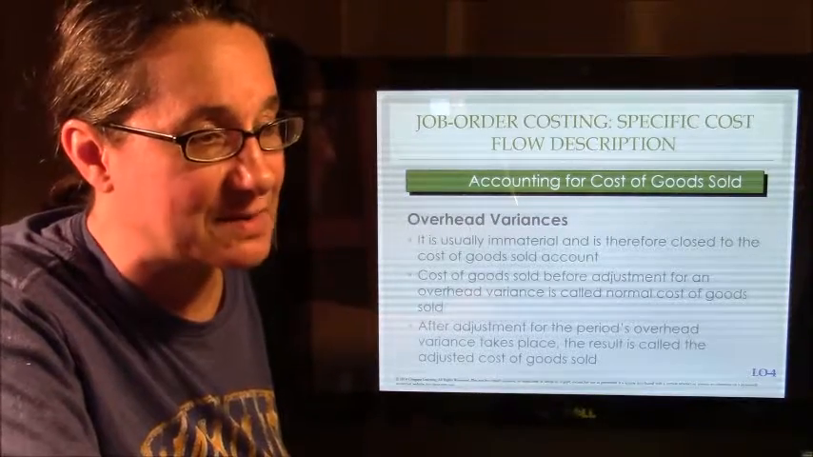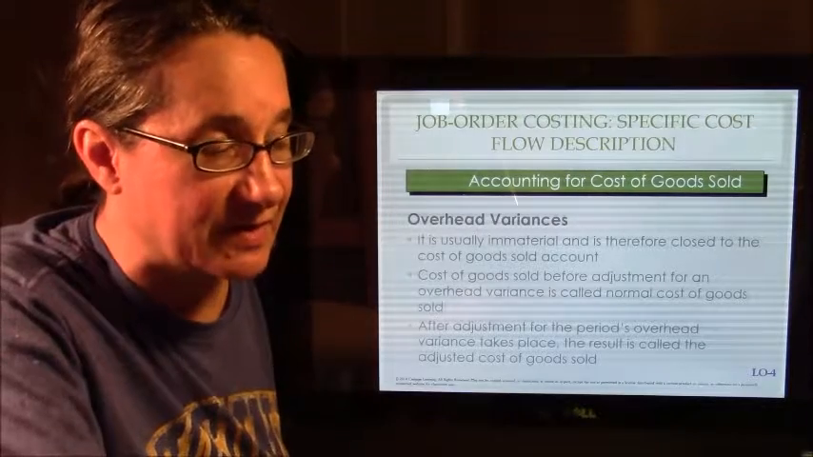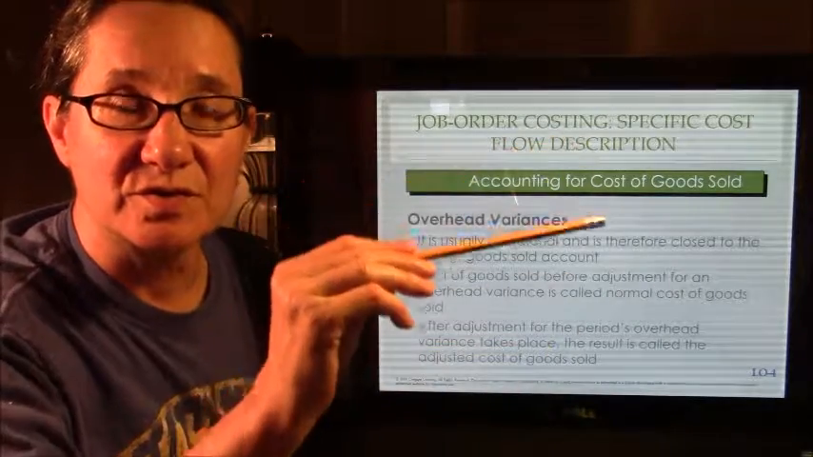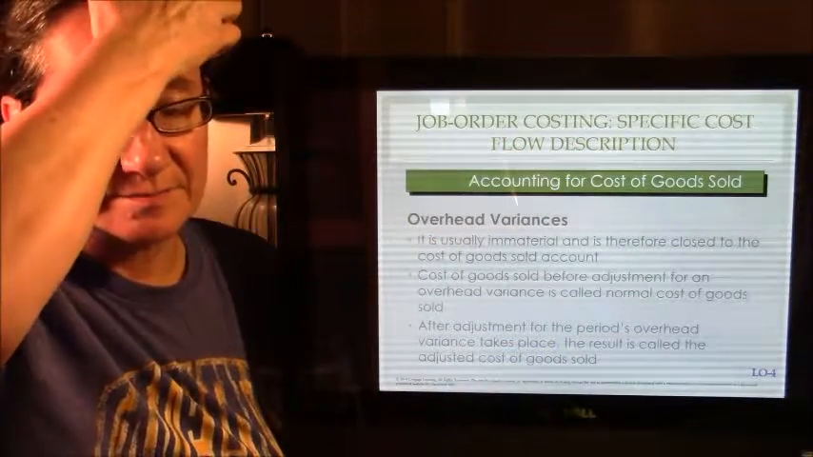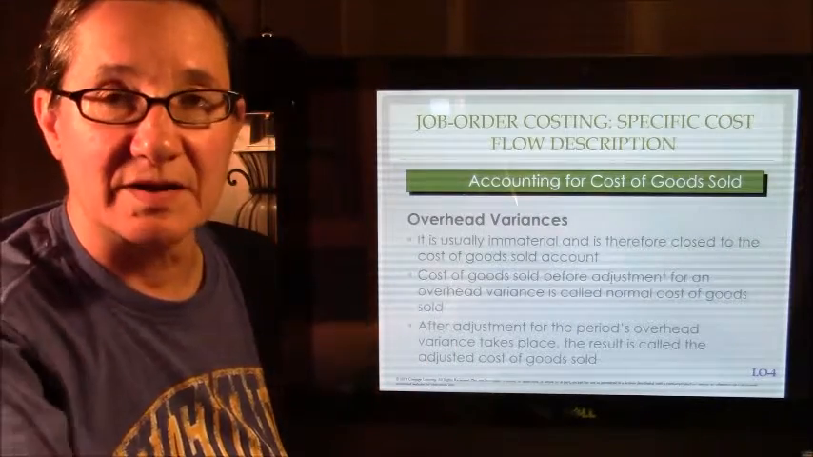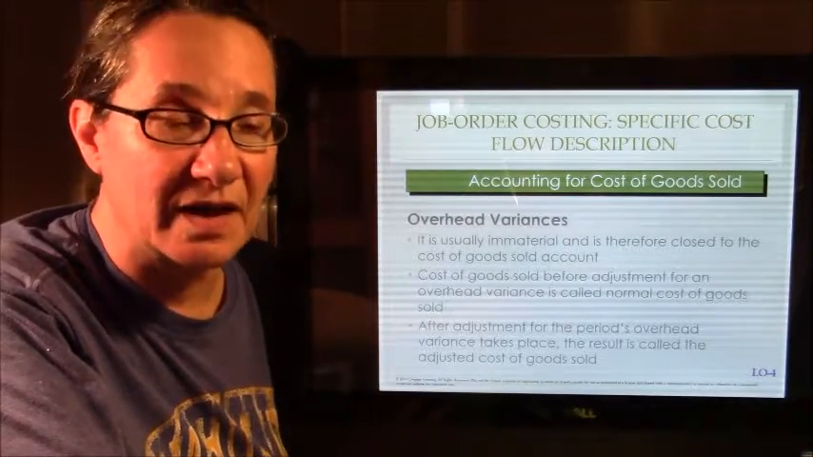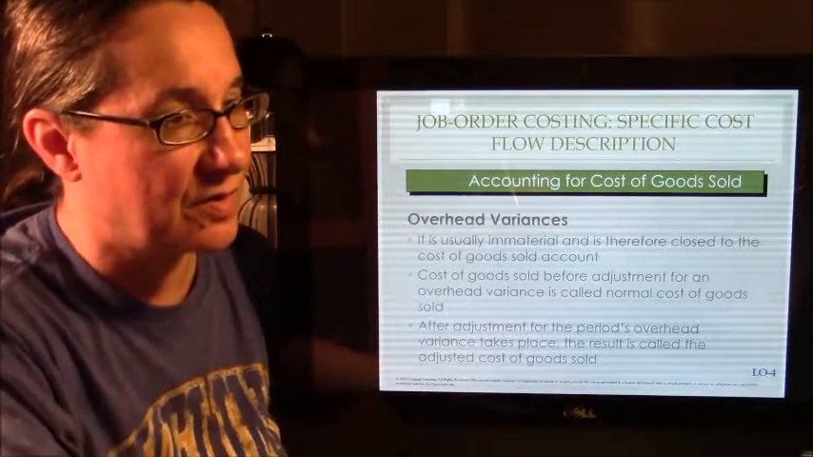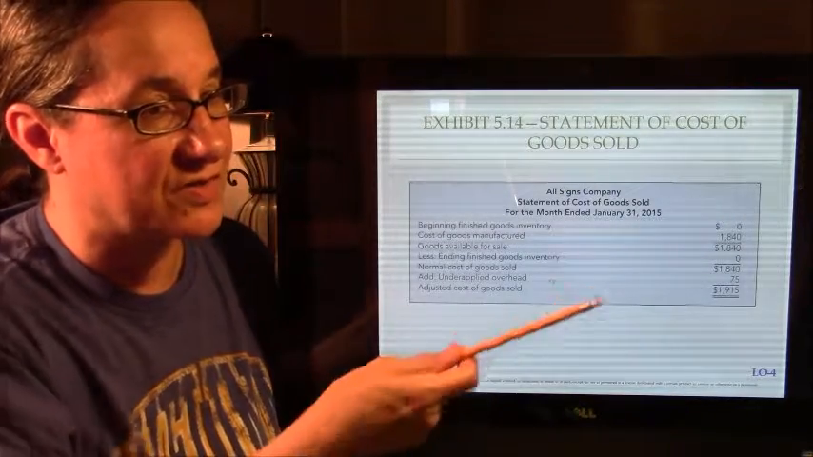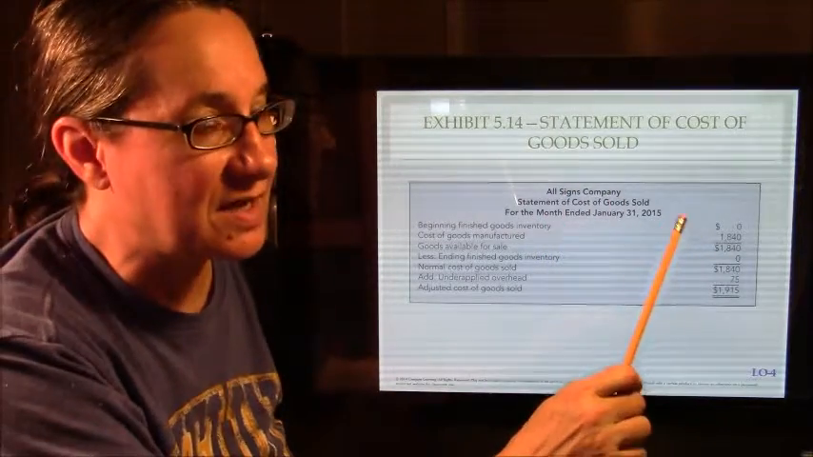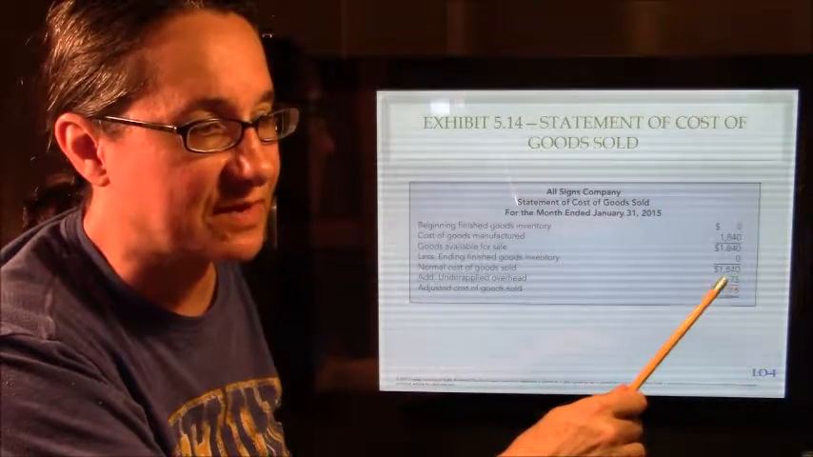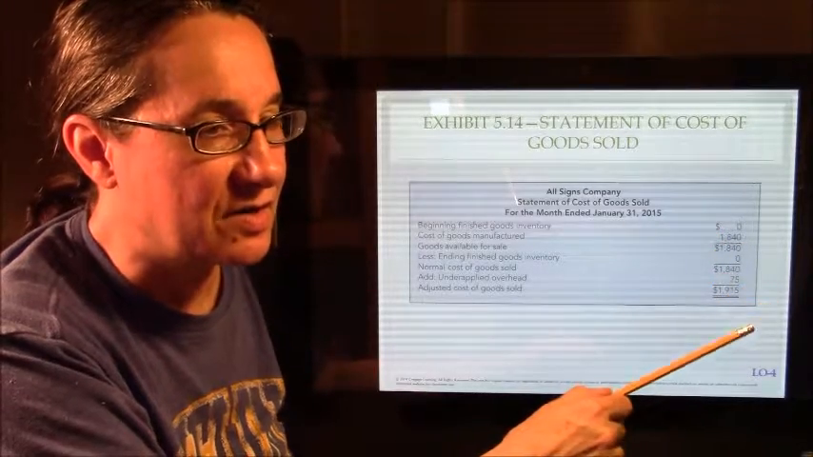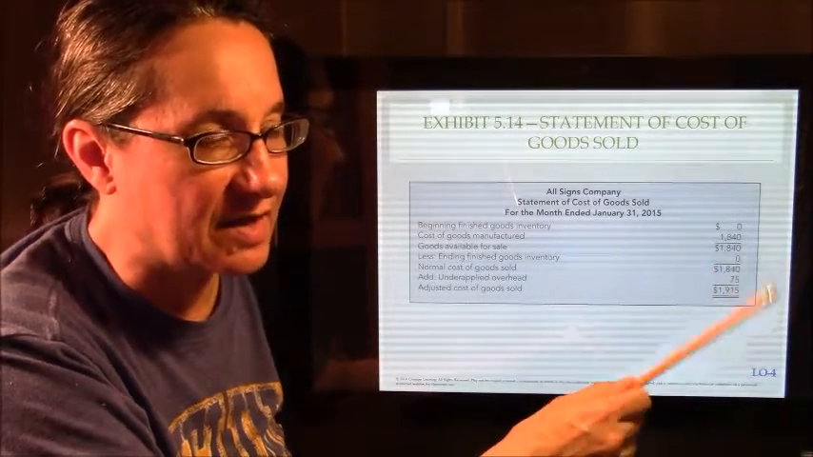All right. Now, if it's a big variance, you actually would go back and adjust not just cost of goods sold, but work in process, and if there were some other accounts that needed adjusting. But I think for purposes of this class, we can pretty much assume we're going to adjust cost of goods sold. All right, so here's your cost of goods sold statement, right? Beginning inventory plus goods manufactured equals goods available for sale, less ending finished goods inventory, normal cost of goods, under applied, adjusted cost of goods sold.